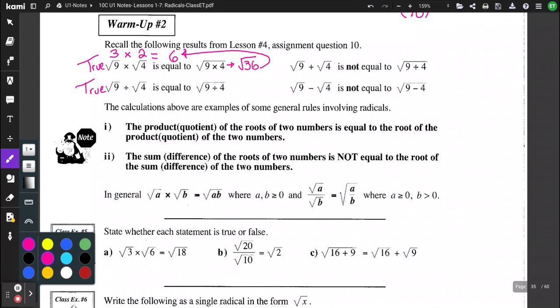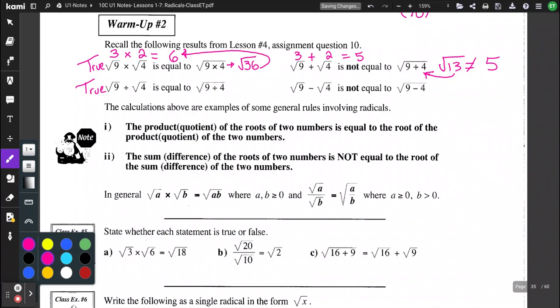But let's look at adding and subtracting. If I take the square root of 9 again, I get 3. Square root of 4, I get 2. Well, if I add them, I'm going to get a 5. And if I go square root of 13, which is what that becomes, it is not equal to 5. So it's not possible, when you've got adding and subtracting, to do it together under the root sign. If you've got adding and subtracting, they have to be done separately. That's what this is showing us.